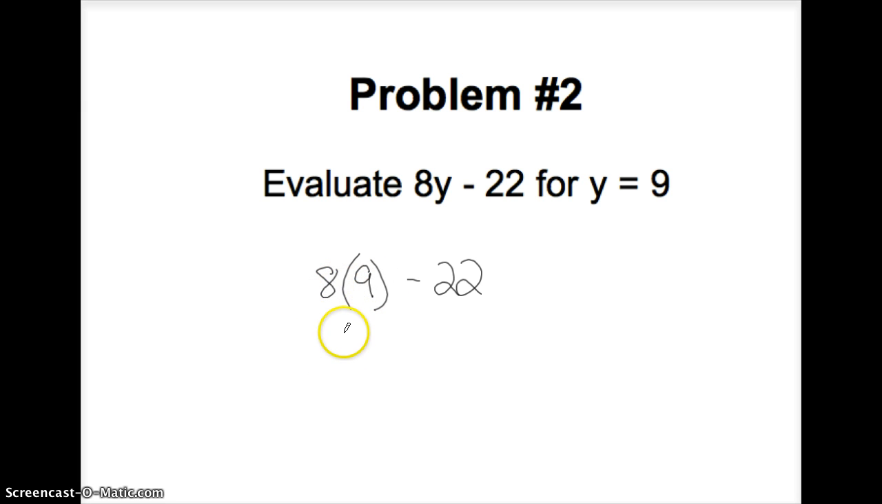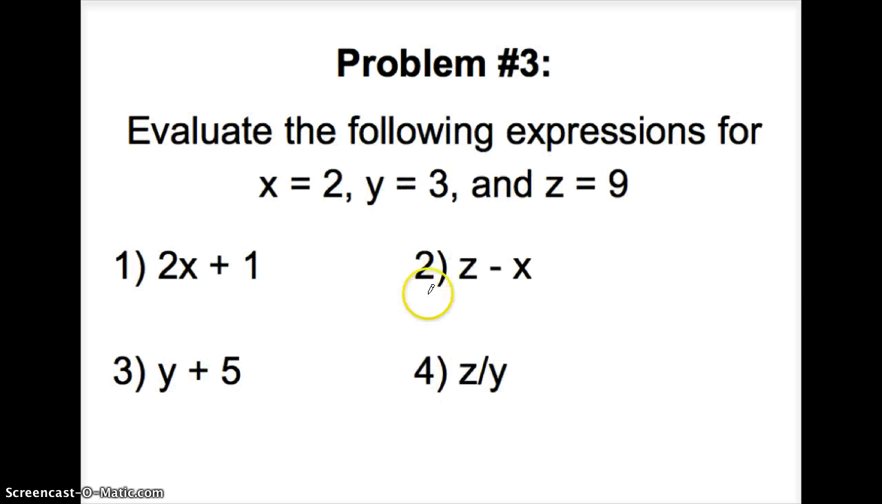So 8 times 9, we're going to write it right below, is 72. And this is how you should write this in your notebook. You should write it right below it. Okay, and 72 minus 22 is 50. And look how I wrote each expression that came after it. After I combined terms, I write it right underneath. So that equals 50. So that is our answer. Okay, here's the next problem.